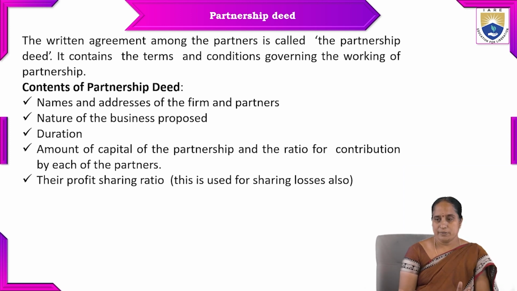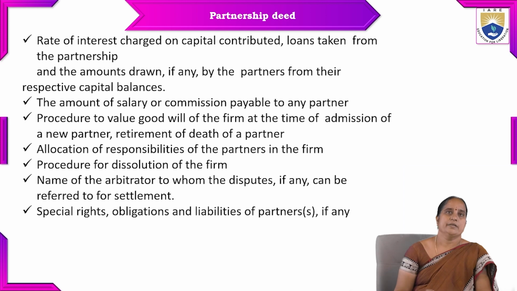So the total capital required to establish a business, and the proportionate ratio of each and every partner, should be mentioned in the partnership deed. The profit sharing ratio as well as loss sharing is also mentioned in the partnership deed. Then the rate of interest charged on capital contributed, loans taken from the partnership, and the amounts drawn, if any, by the partners from their respective capital balances. Those details will also be projected in the partnership deed.